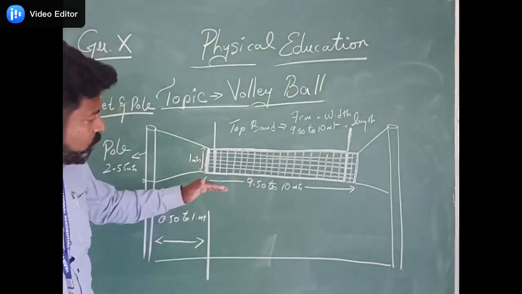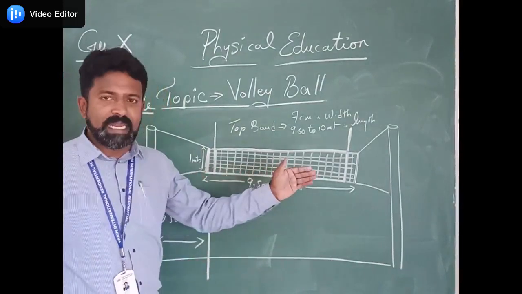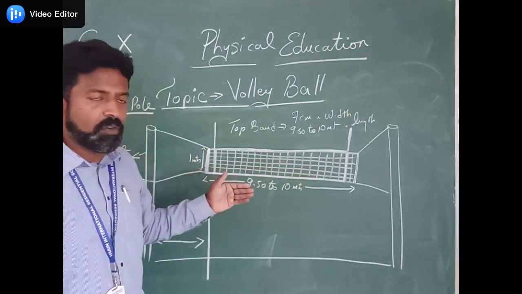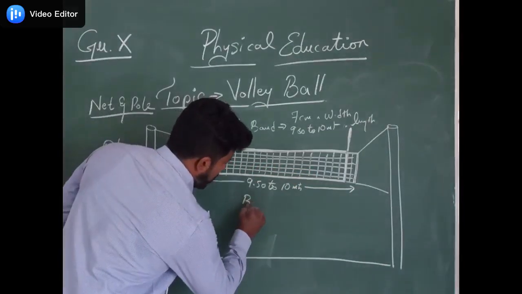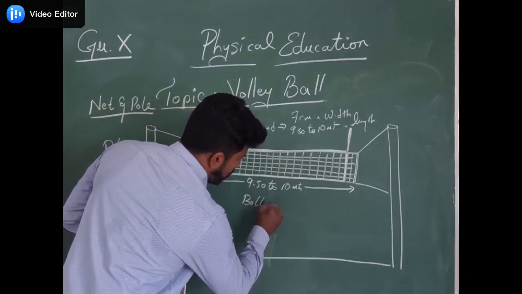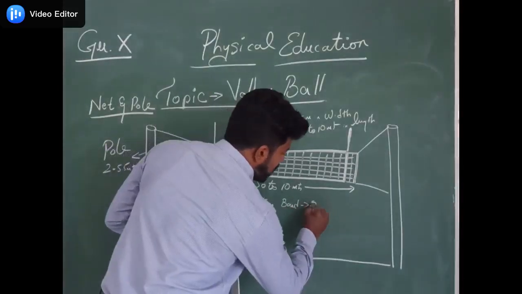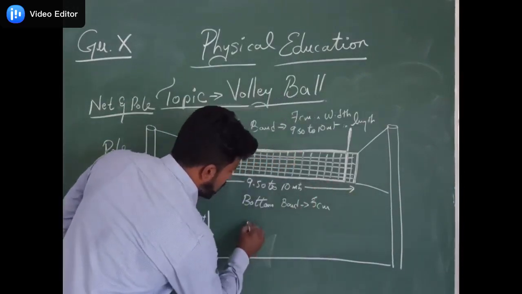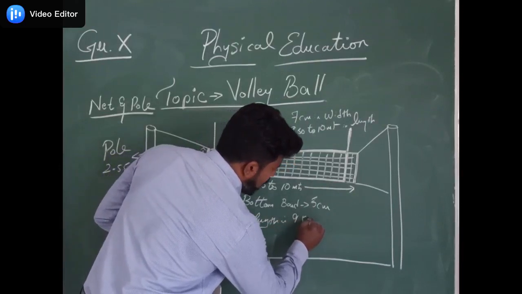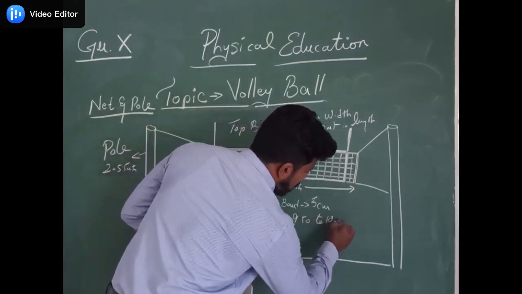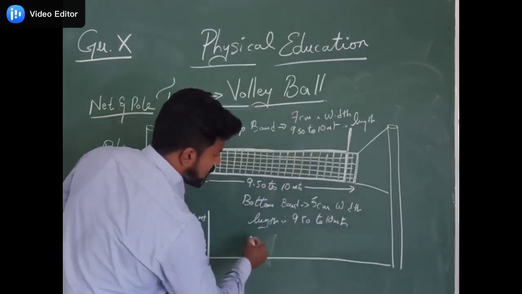Next, we will move on to the bottom band, that is the canvas which runs along the net. The width of the bottom band is 5 centimeters, and the length is 9.50 to 10 meters. This is the width and this is the length.